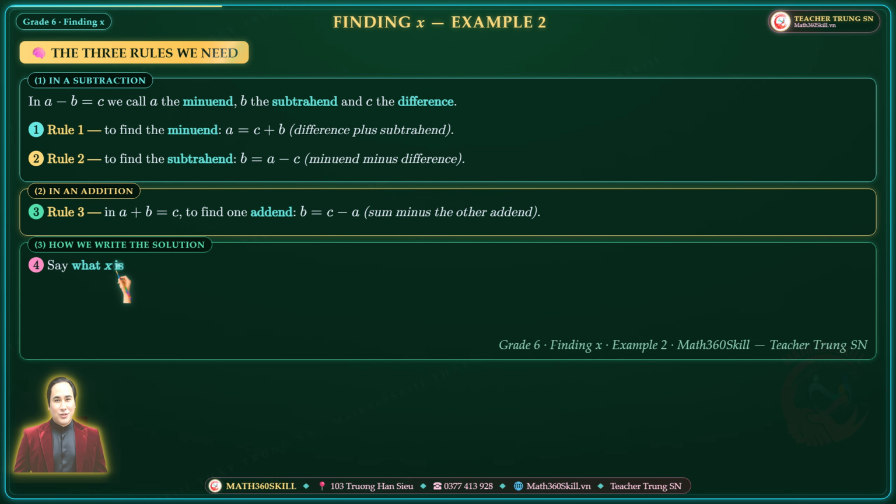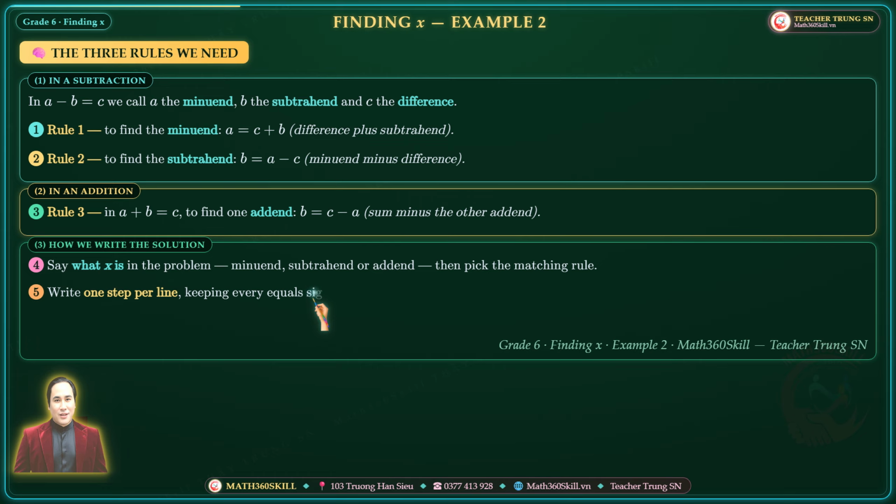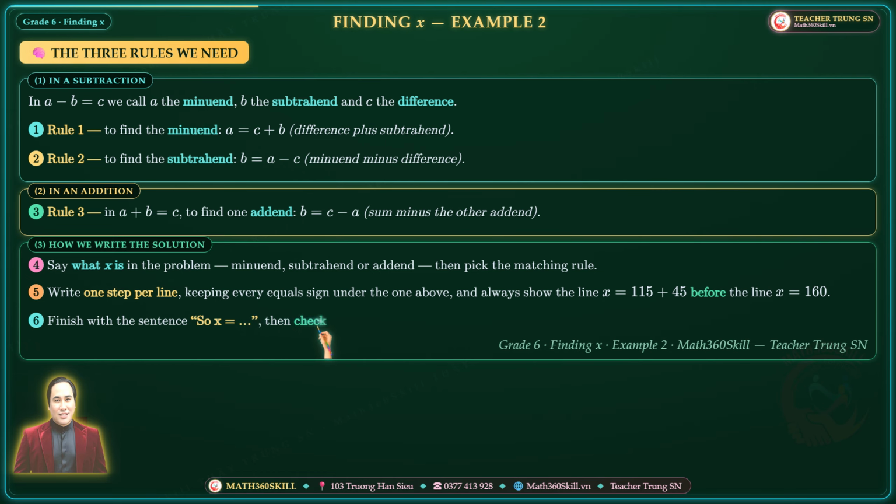Now, how do we write a good solution? First, say what x is in the problem, a minuend, a subtrahend, or an addend. Then pick the matching rule. Write one step on each line, keep the equal signs under one another, and always show the line x equals 115 plus 45 before the line x equals 160. Finally, write the sentence. So x equals, and then check your number in the original problem.